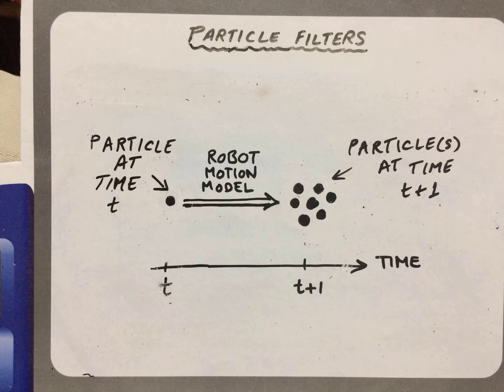So again, I think the idea over here is that if you have a particle at time t, which means that we have some knowledge, obviously with some probability, of a robot location at time t, it will translate into multiple locations at the next time instance, which in this case is t+1, and that comes about because of the robot motion model, which may not be perfectly accurate.